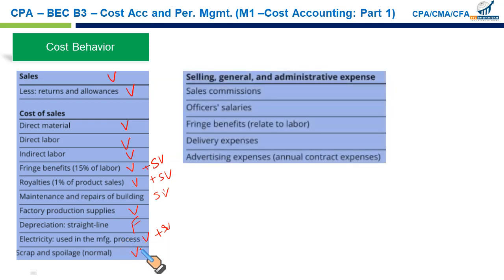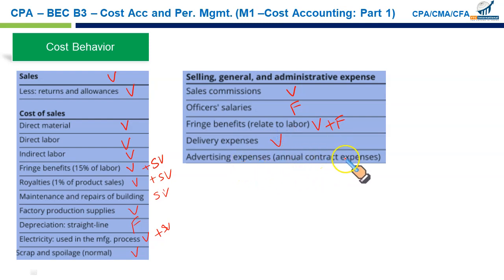And then sales commission depends upon sales. Sell more, pay more, variable. Officer salaries are fixed. Fringe benefits related to labor could be variable, could be fixed depending upon the arrangements. Delivery expenses, of course, variable, vary with the level of activity.